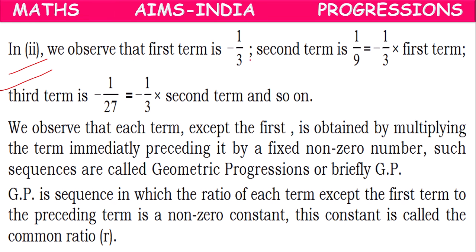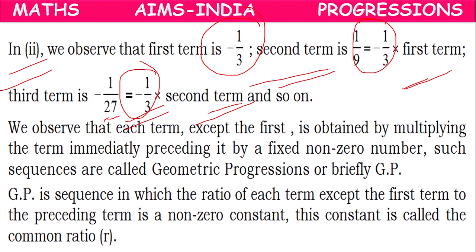In the second sequence, the first term is minus 1 by 3. Second term, minus 1 by 3 into the first term. Third term, minus 1 by 3 into the second term. Like that, it is also progressing in a definite manner.